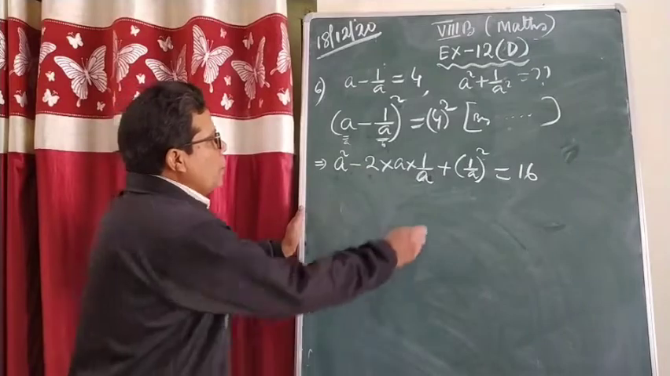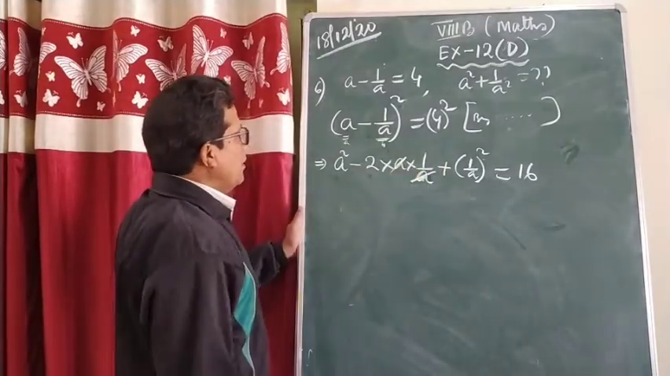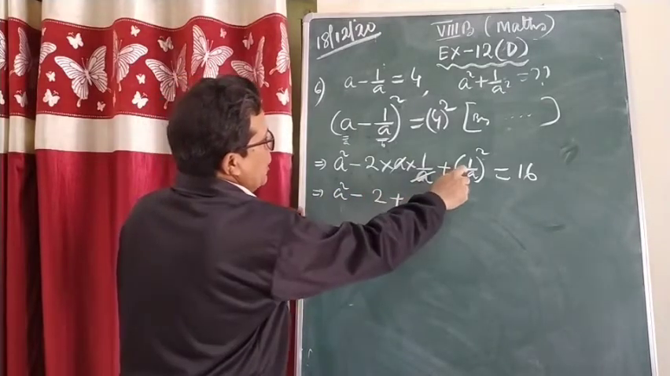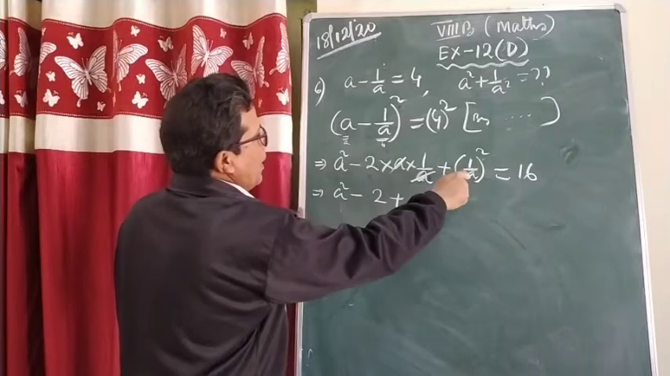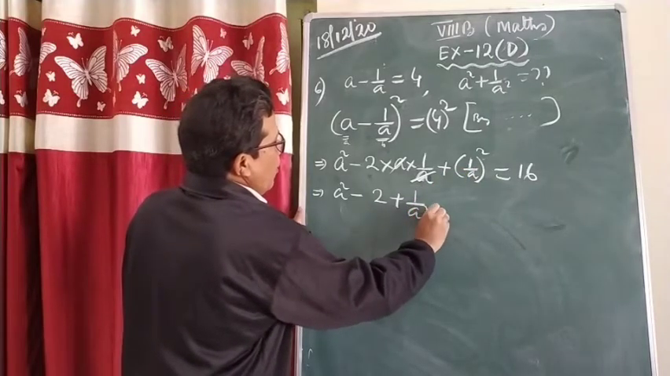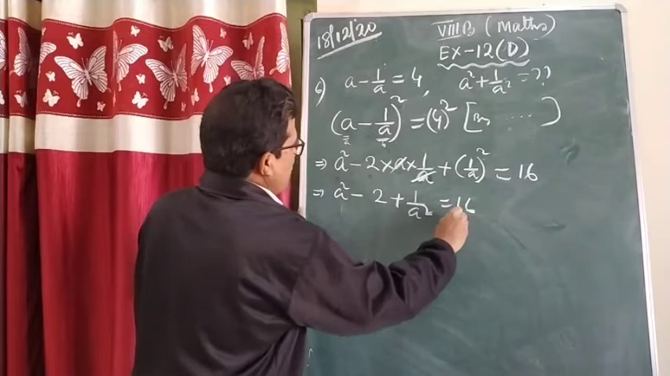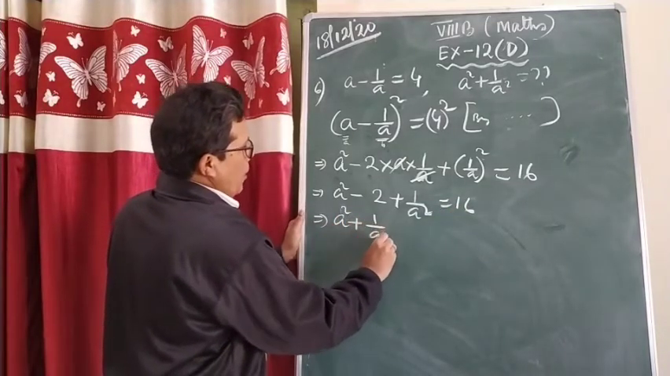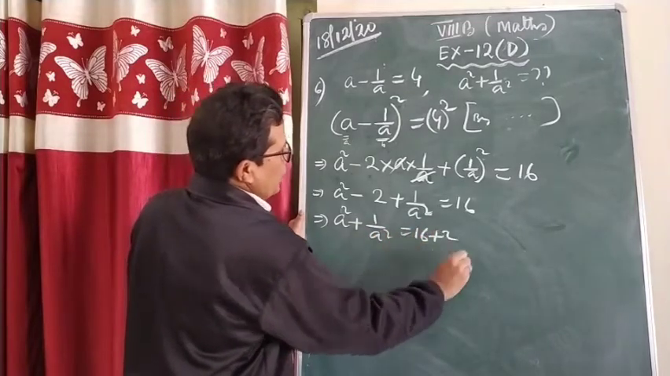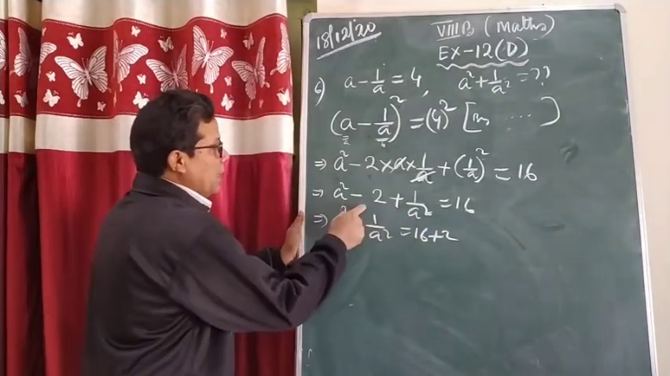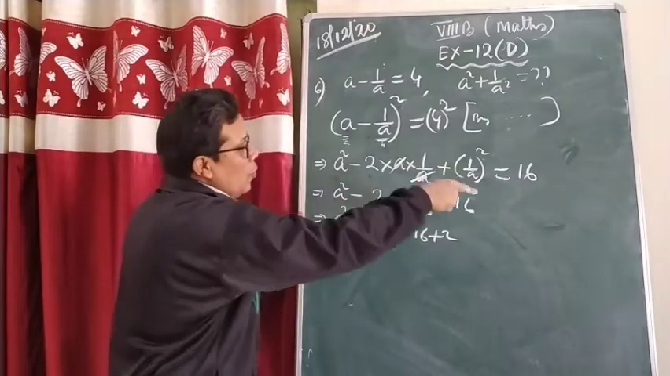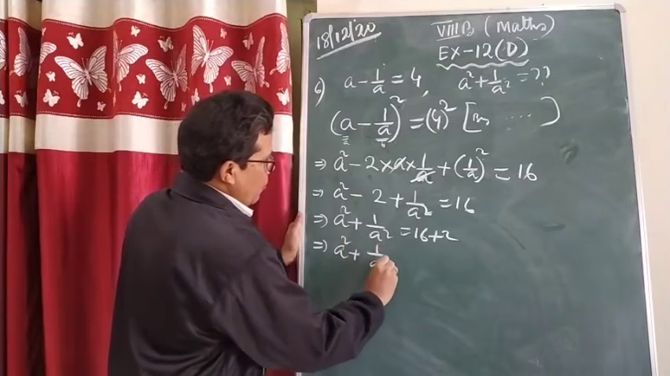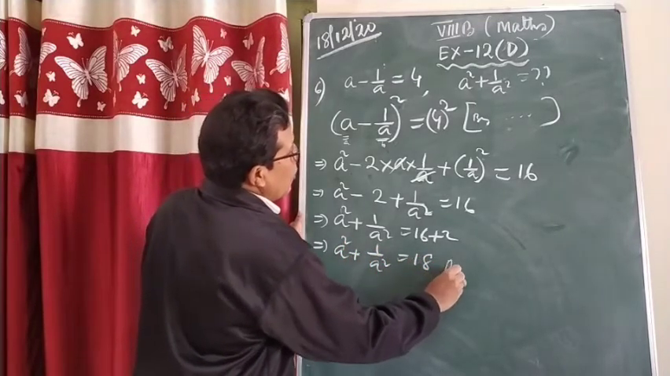That's the formula. Now if you do the calculation, these two will cancel. So what will come here? A square minus 2 plus, look, 1 by a whole square means 1 into 1 by a into a. So what will come here? 1 by a square equal to 16. So if I arrange these together, a square plus 1 by a square equal to 16 plus 2. Why? 2 is on the left hand side with a minus sign. When you go to that side, it becomes plus. So your answer will be a square plus 1 by a square equal to 18.